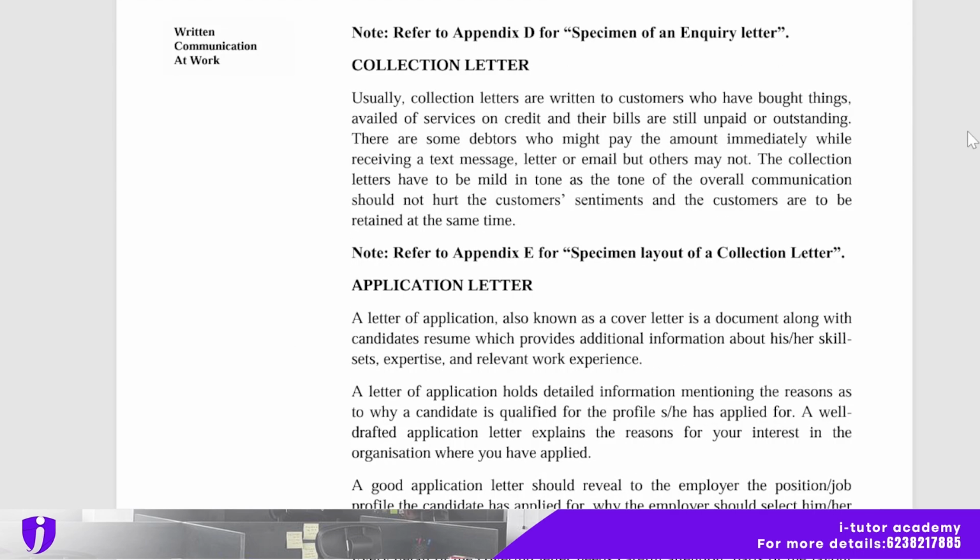And collection letter is there. That is, usually collection letters are written to customers who have bought things or availed of services on credit, and their bills are still unpaid or outstanding. So there are some debtors who might pay the amount immediately on receiving a text message, letter or email, but others may not, like that.